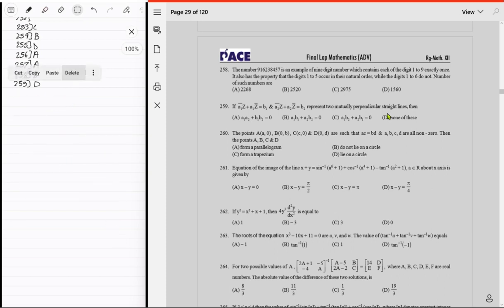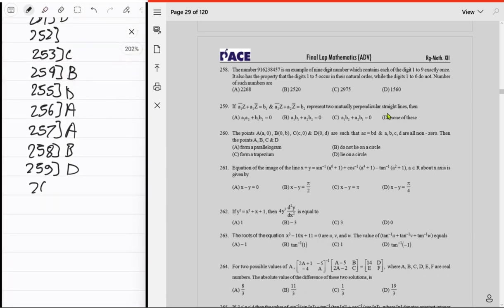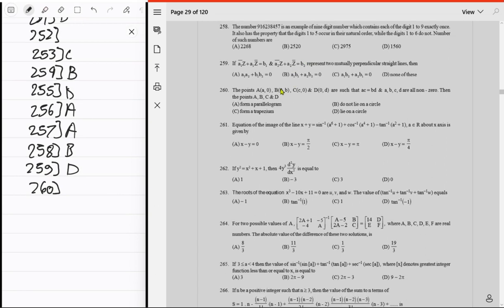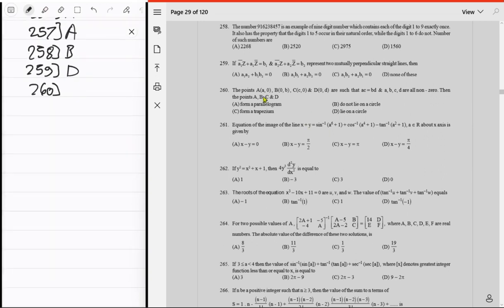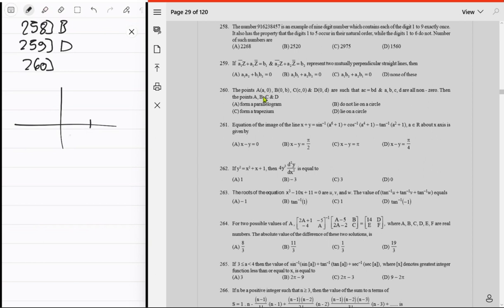260. Yes, that seems to be the case. Next question. The points are such that AC equal to BD and ABCD are all non-zero. Then the points, अच्छा, तो AC equal to BD and ABCD are non-zero. Then okay, these form parallelogram, trapezium. Okay, समझा. So, ये तो अच्छे वाले points थे, like A comma 0, ये A है. Then this is like or A. Then B is 0 comma B.